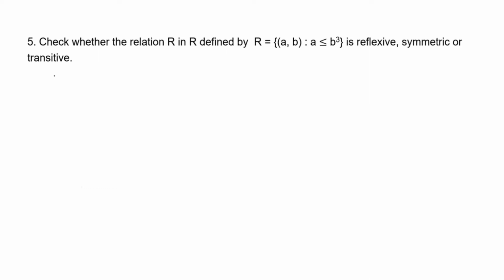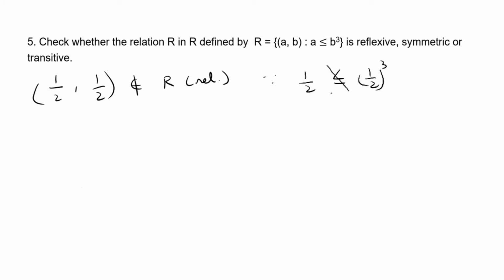If we take the ordered pair (1/2, 1/2), then it does not belong to R. That is the relation R. Since we can see 1/2 is not less than or equal to (1/2) cube, therefore the relation R is not reflexive.